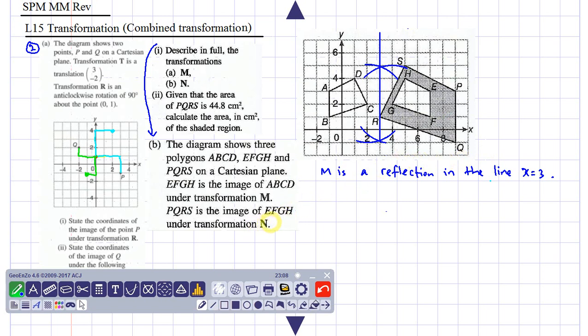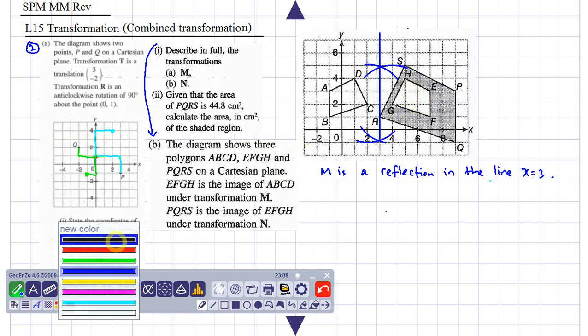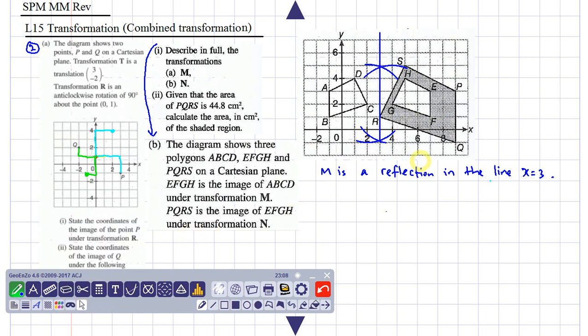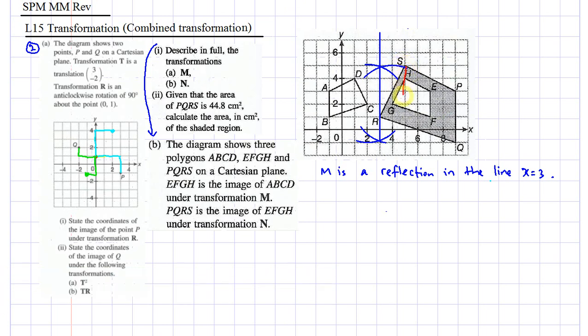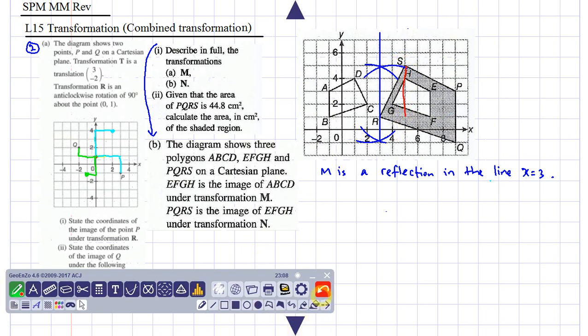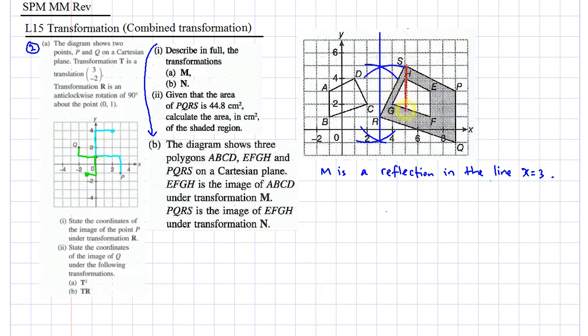Okay, now we go to N. N definitely this one will be an enlargement. The center is somewhere around here. Okay, so how to get the center of enlargement? Very easy. Choose two pairs of corresponding vertices, S and H. Connect them together.